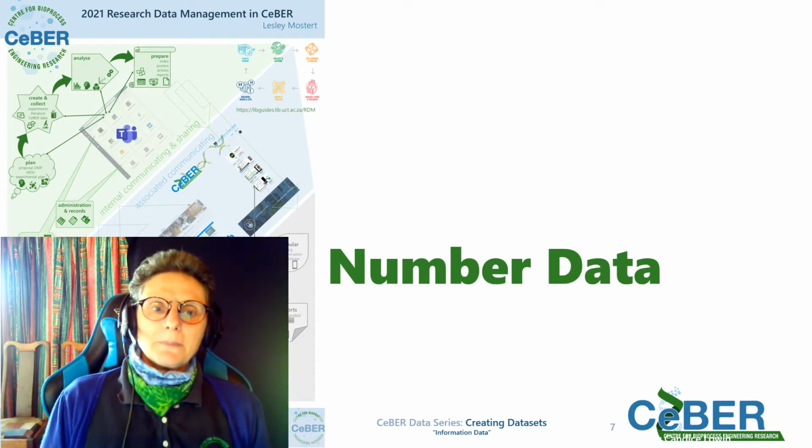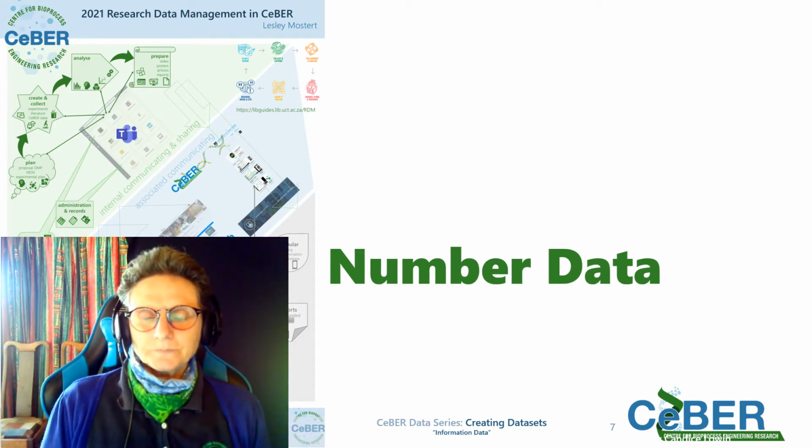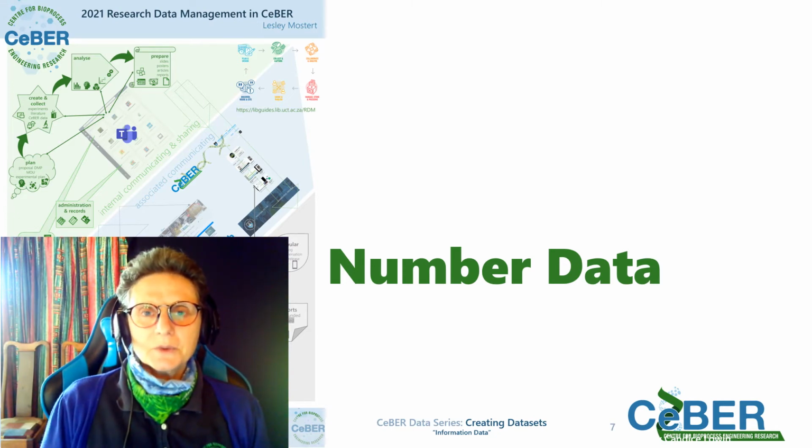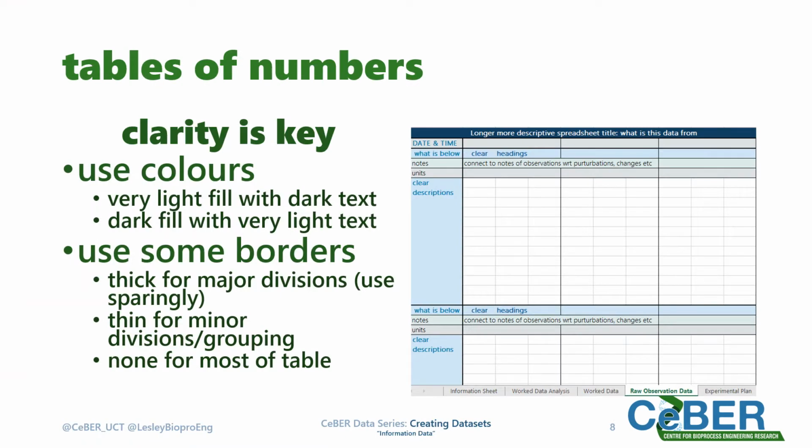So first up, number data. What do we do with our numbers to make them understandable, readable? First of all, there are tables. Most of our basic number data comes in tables, and as you look at a table of data, as you look at your spreadsheet, clarity is the key here.